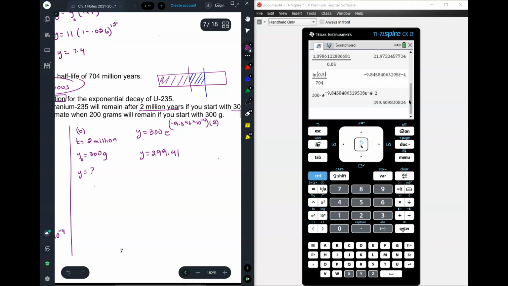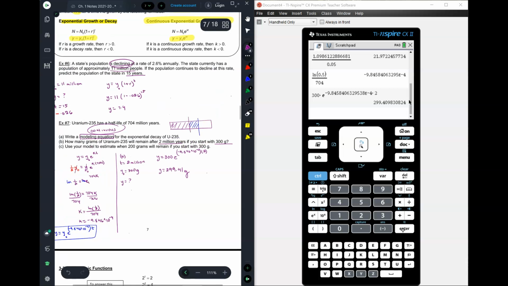299.41 grams. So after all that, only 0.59 grams have disappeared. And that makes sense, right? Because it takes 704 million years for half of it to decay. Only after a measly 2 million years, basically nothing has happened.